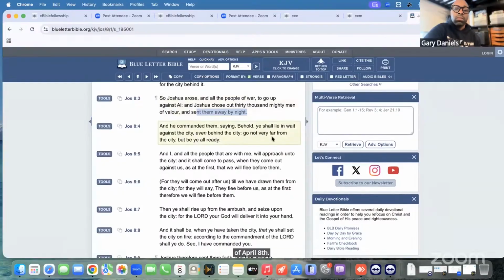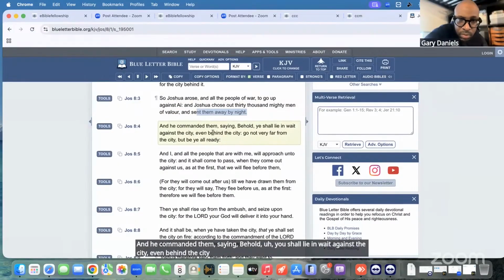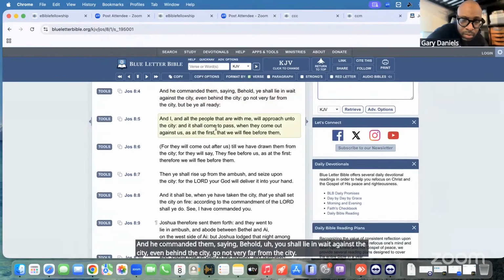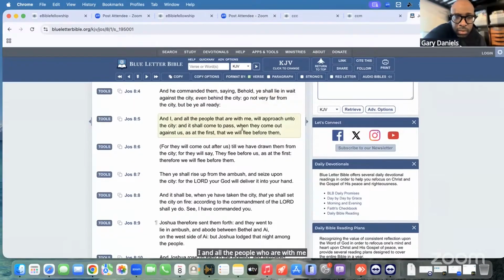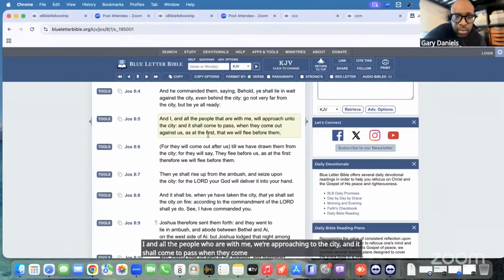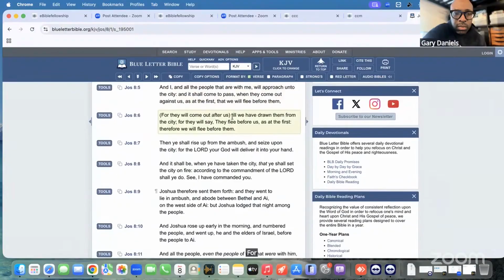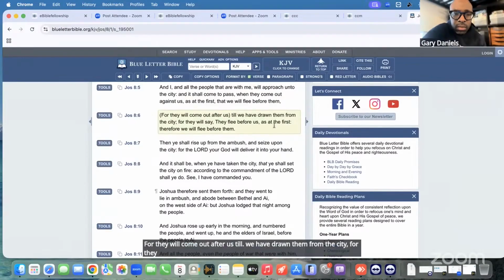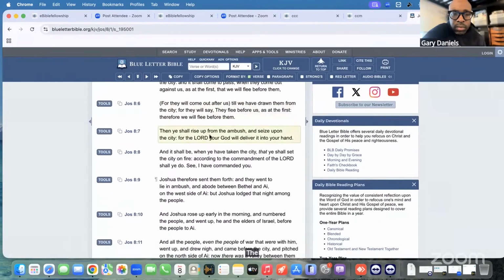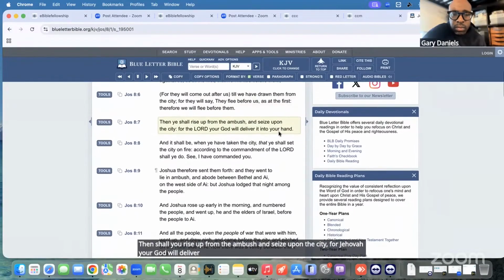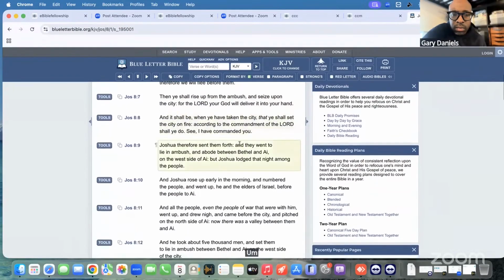And he commanded them, saying, Behold, you shall lie in wait against the city, even behind the city. Go not very far from the city. I and all the people who are with me will approach into the city, and it shall come to pass when they come out against us, as at the first, that we will flee from before thee. For they will come out after us till we have drawn them from the city, for they will say, They flee before us, as at the first, therefore we will flee before them. Then shall you rise up from the ambush and seize upon the city, for Jehovah your God will deliver it into your hands.